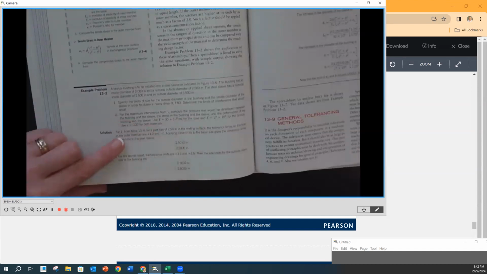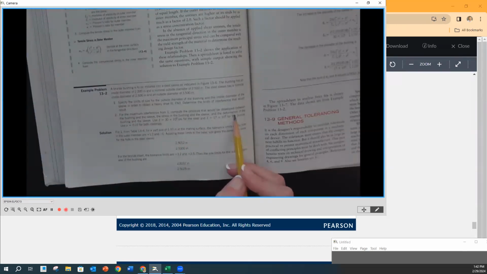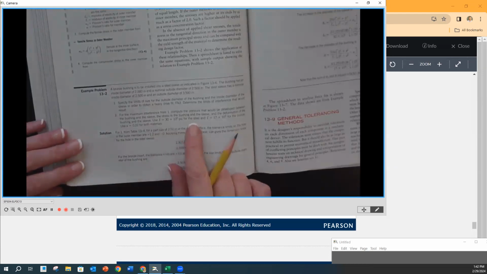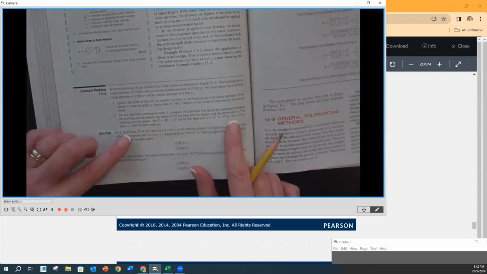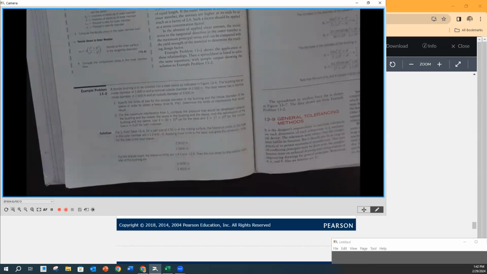So the stress in the bushing, and then we also want to know what the deformation is on the bushing and the sleeve. So how much is that bushing going to get smaller on that dimension, and how much is that sleeve going to get larger on that dimension? It gives us our modulus of elasticity for steel and for the bronze. And then it tells us that our Poisson's ratio is 0.27 for both.